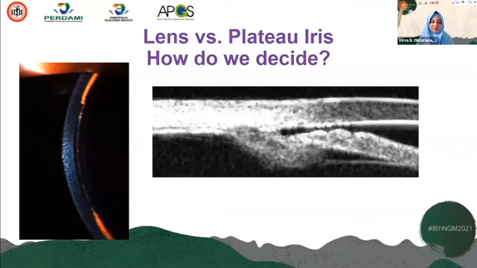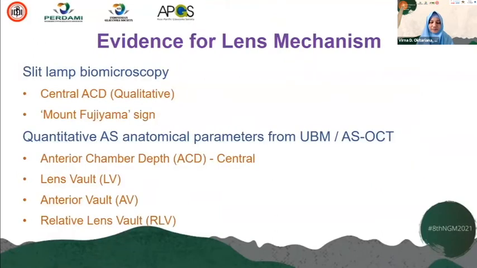Now you can see that using this algorithm, very often we would have to decide whether the lens or the plateau iris is the main mechanism leading to angle closure. And how do we decide? Now there is certain evidence that points towards the lens being the main mechanism leading to angle closure. Of course, there are all these quantitative measurements we can make of the anterior segment using UBM and anterior segment OCT. But I think for the purpose of clinical management, by far the most important evidence comes from the central anterior chamber depth, as well as what I would call the Mount Fujiyama sign.